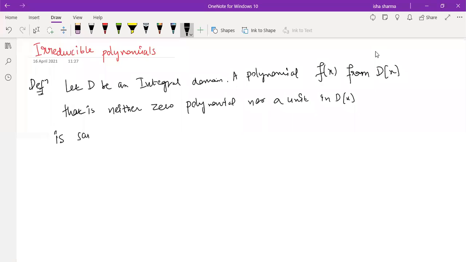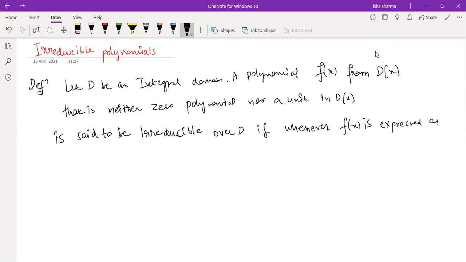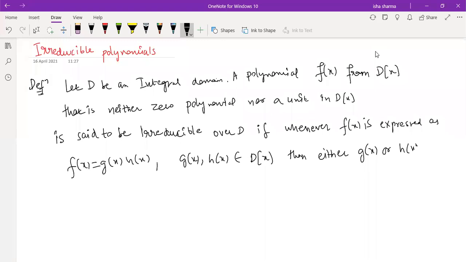Then it is said to be irreducible over D if whenever f(x) is expressed as g(x) times h(x), like the product of two other polynomials, where these two other polynomials g(x) and h(x) also are in the same polynomial ring D[x], then either g(x) or h(x) is a unit in D[x], right?